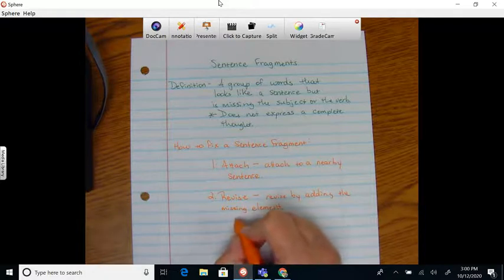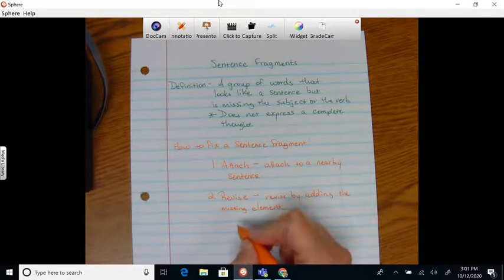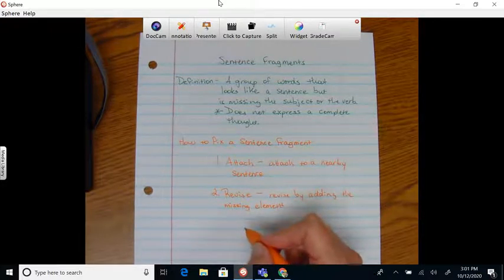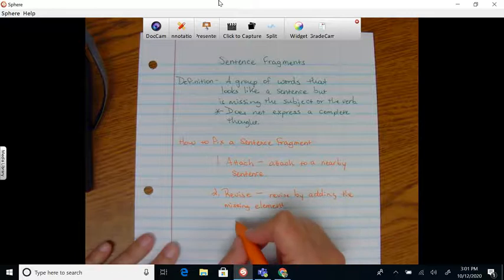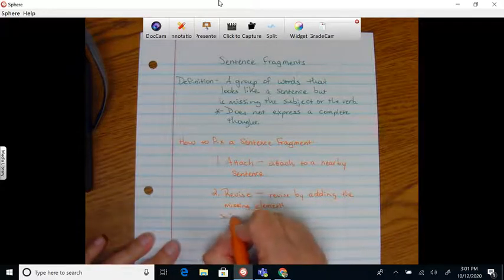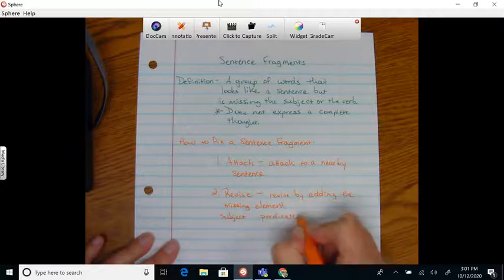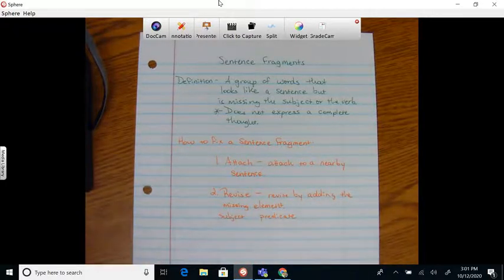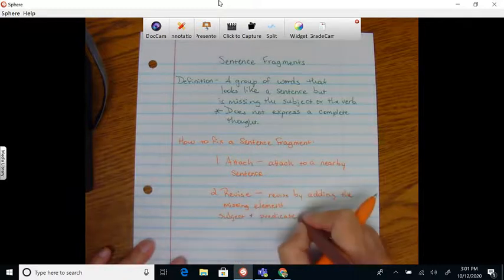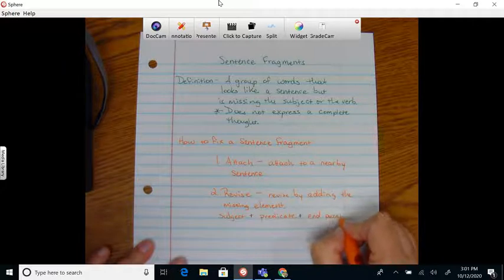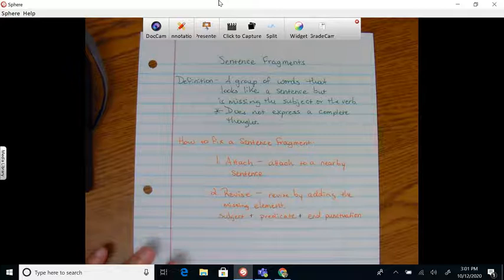We have in our sentence category, right? We had our subject and predicate. And because I want to make sure everything is always complete, I'm going to include end punctuation. Right? We're going to make sure that that's all in there. Okay?